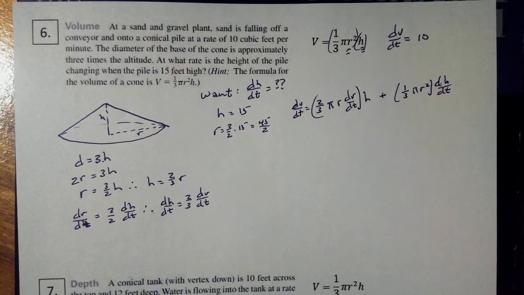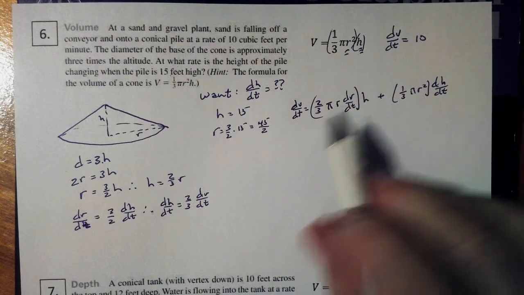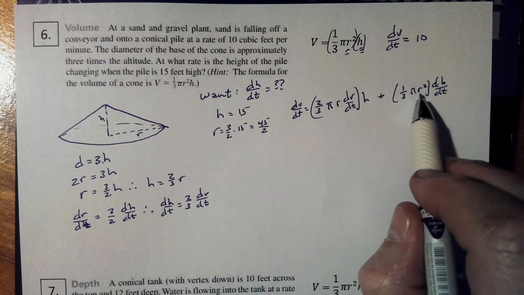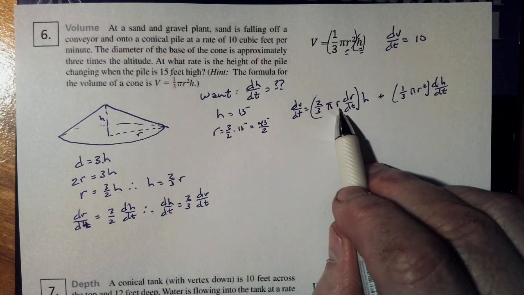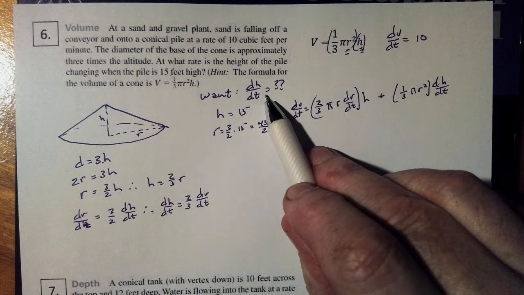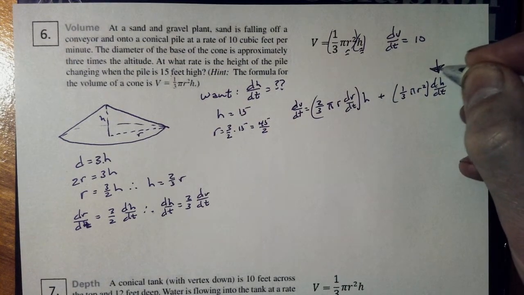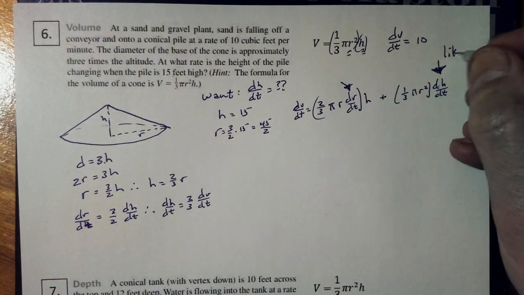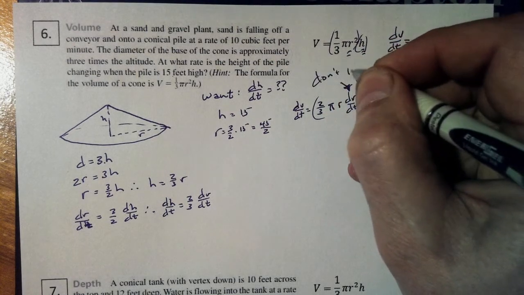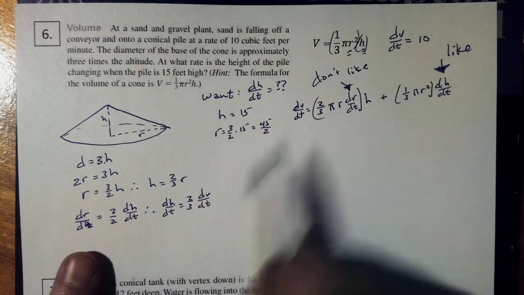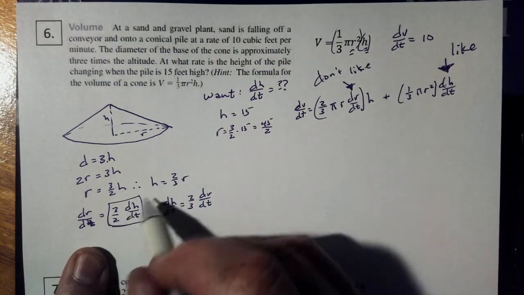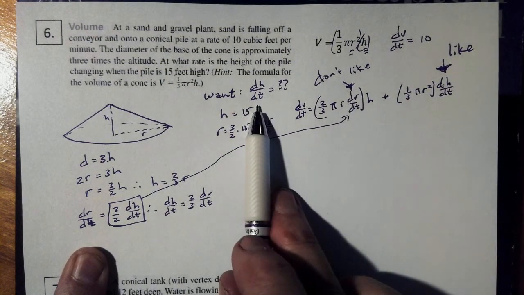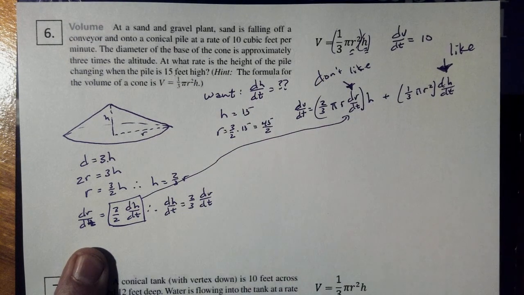And now I can put in my snapshot values. For instance, I can put in 15 for h, and I can put in 45/2 for r. And I want to find dh/dt, so I like this. The thing that's getting in the way right now is dr/dt. I like this. I don't like that. So I want to replace dr/dt with 3/2 dh/dt. I want dh/dt's. That's what I'm looking for. If this asked how fast is the radius changing, then I would reconsider that.